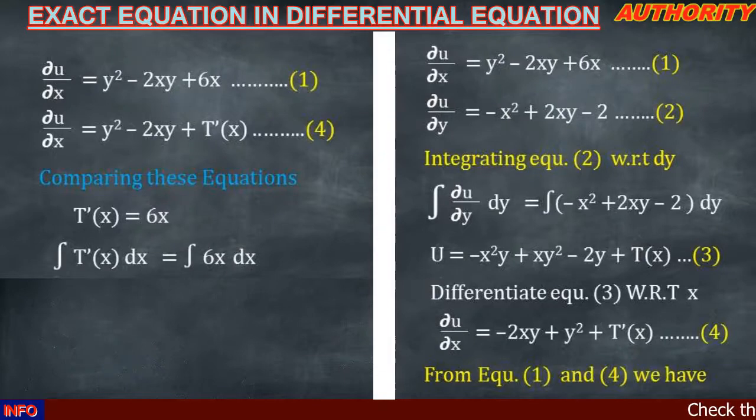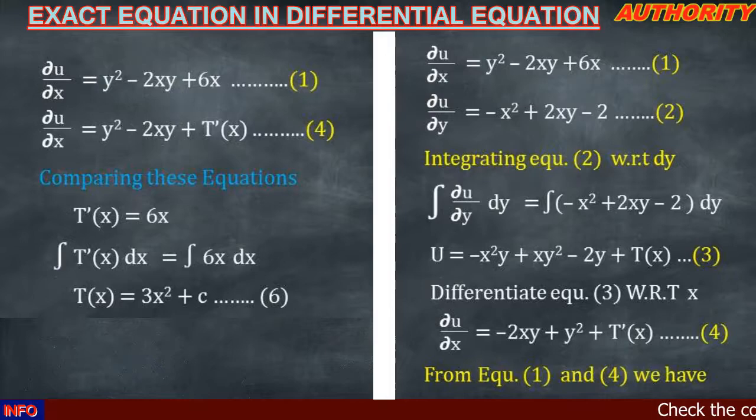So we're going to have the integral of t prime of x dx equal to the integral of 6x dx. When we integrate the left hand side, it's going to give us t of x. And when we integrate the right hand side, it's going to give us 3x squared plus c. So here we have found the value of t of x.